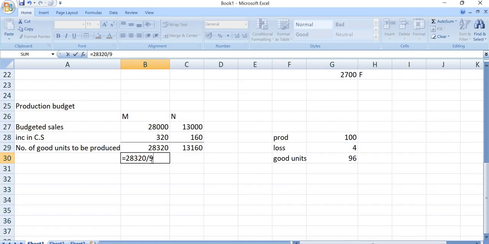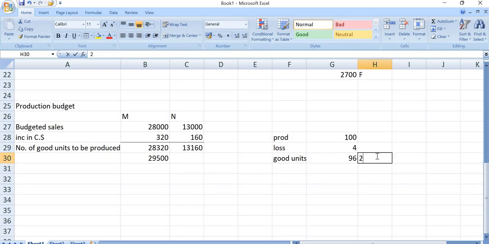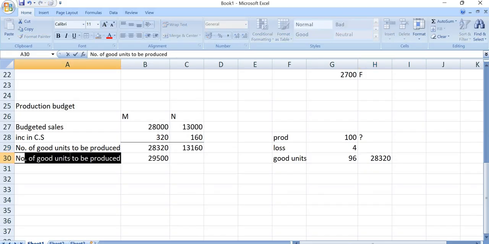28,320 divided by 96 into 100. So many will make mistakes here. So first you just write it down. If my production is 100, loss will be 4%. So my good units will be 96%, right? So 28,320 is for 96%. So what will be for 100%? That means 29,500. So this is for number of units to be produced.